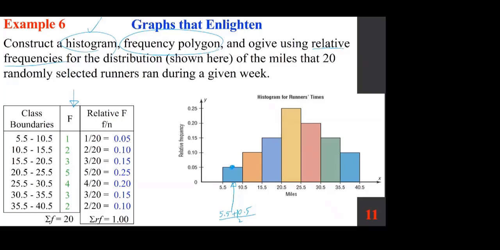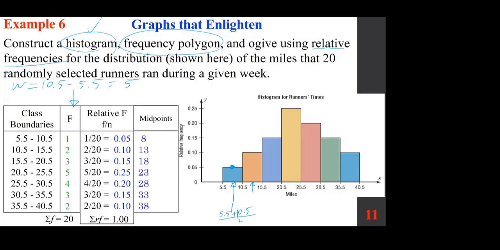The next one, you can calculate or just add 5. The width is 5. So add 5. You don't have to calculate all the midpoints. Just the first one is 8. And for the next one, just add 5. Keep on adding 5. So corresponding to that is this one, and then this one, this one. So first, let me look at those.